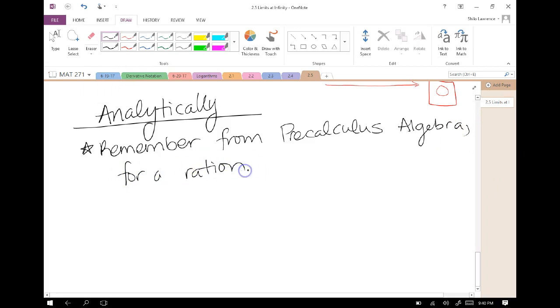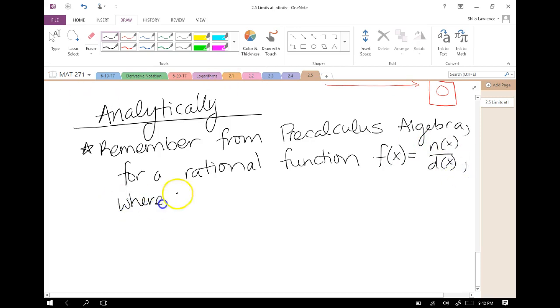A rational function is when we have a polynomial in the numerator and a polynomial in the denominator. We can tell what the horizontal asymptotes are going to be just by looking at the degree, or technically, sometimes it's going to be the entire leading term for our numerator and our denominator.